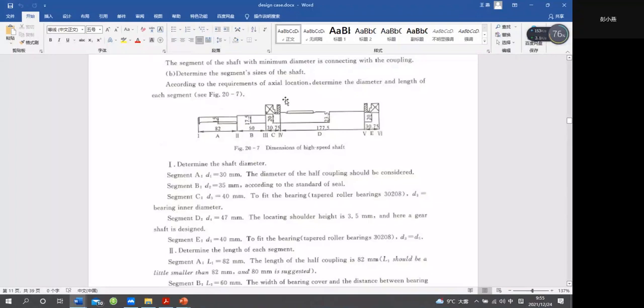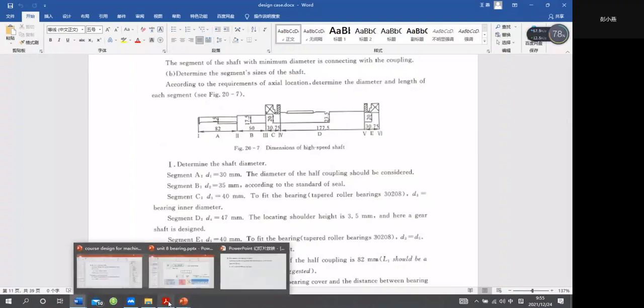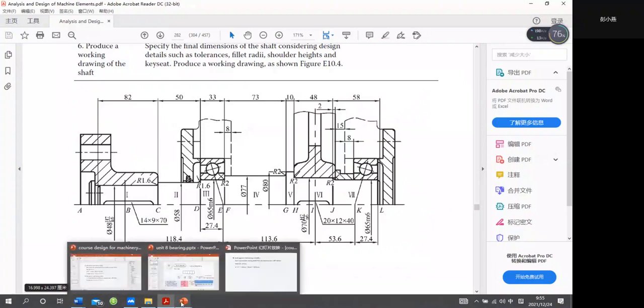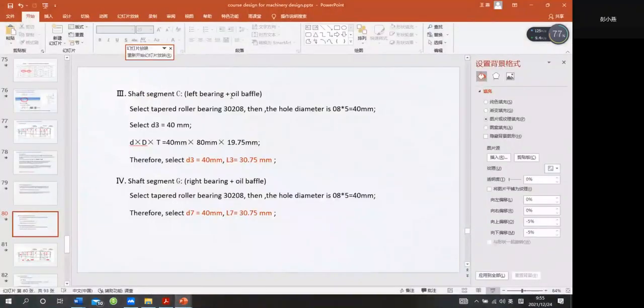According to the design case, you also needn't mount the oil buffer. You can mount the bearing only, according to the example in your textbook. There is a bearing mounted only, there is no oil buffer. Okay. So when you do the course design, you can mount the oil buffer or not mount the oil buffer. You can only mount a bearing. Okay.